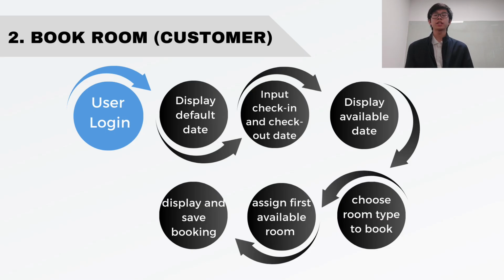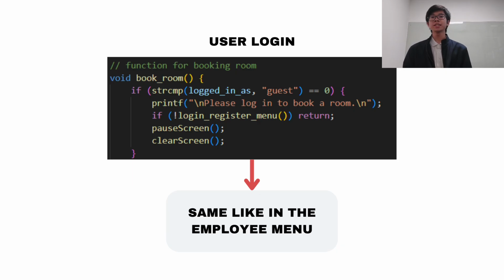The book room function in customer has a similar flow to the one previously explained in the book room function in employee. But in customer, instead of inputting the customer ID, it will check whether the customer is logged in or not. If not, the customer will be redirected to the login register menu first before being able to book a room.